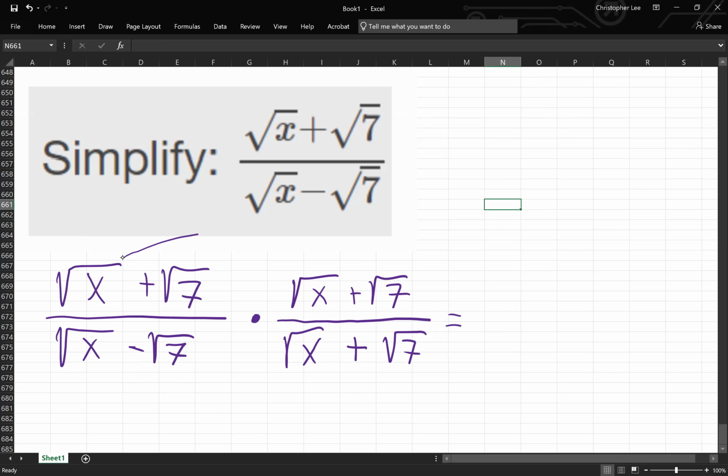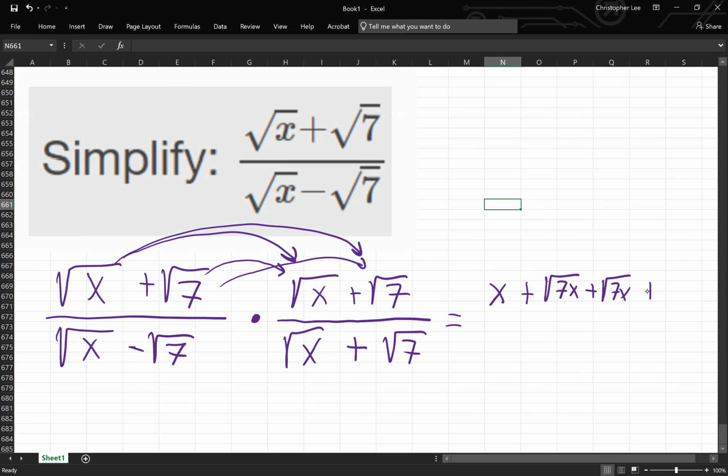So square root x times square root x is just x. Square root x times square root 7 is going to be plus square root 7x, are we good? And then square root 7 times square root x is going to be plus square root 7x. And then last but not least, square root 7 times square root 7 is just plus 7. All right? All over, let's do the bottom, right?